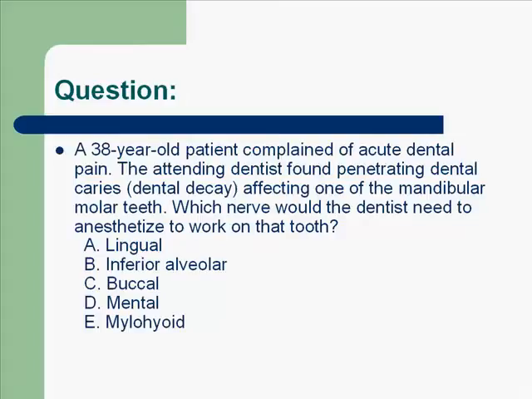The IA nerve, the inferior alveolar nerve, is a branch of the mandibular division of the trigeminal nerve, again V3. It penetrates the mandibular foramen and is the sensory nerve for the mandible and all mandibular teeth.